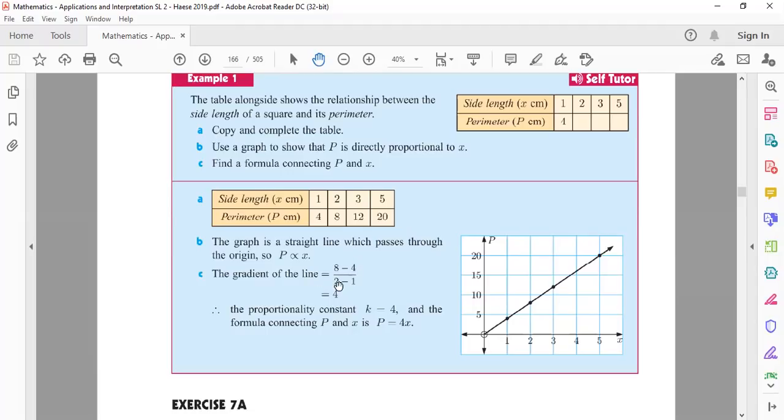First you have to find the gradient. Then with the help of the gradient, you have to find the equation, that is the formula of p and x. In this case, you have to use proportionality. Suppose y is equal to kx, with 1 and 4. So 4 is equal to k into 1, so k is equal to 4. So your formula is y is equal to kx.